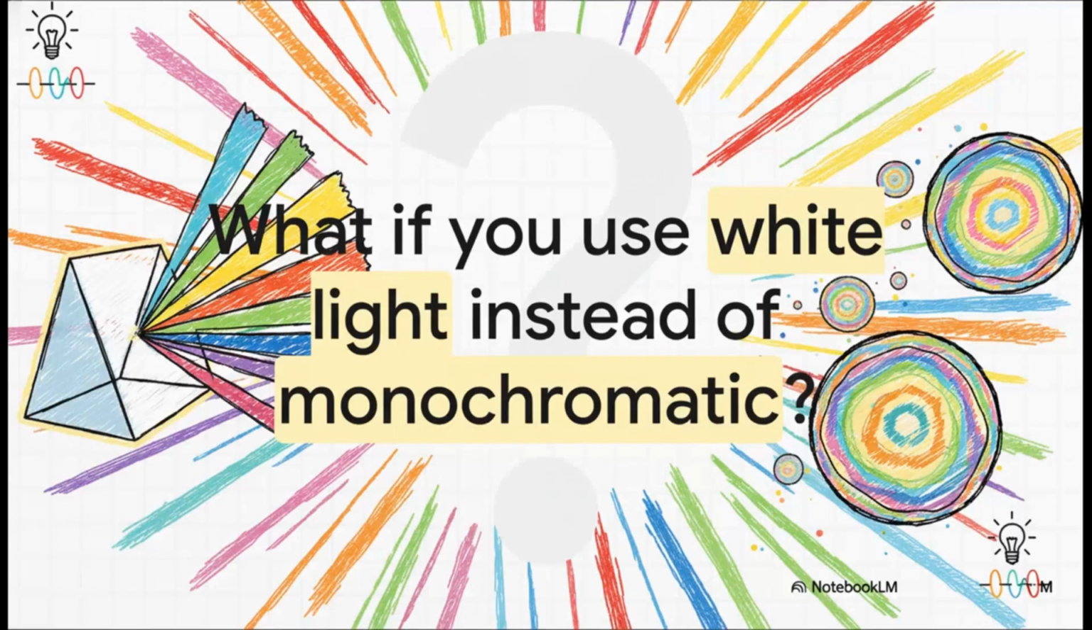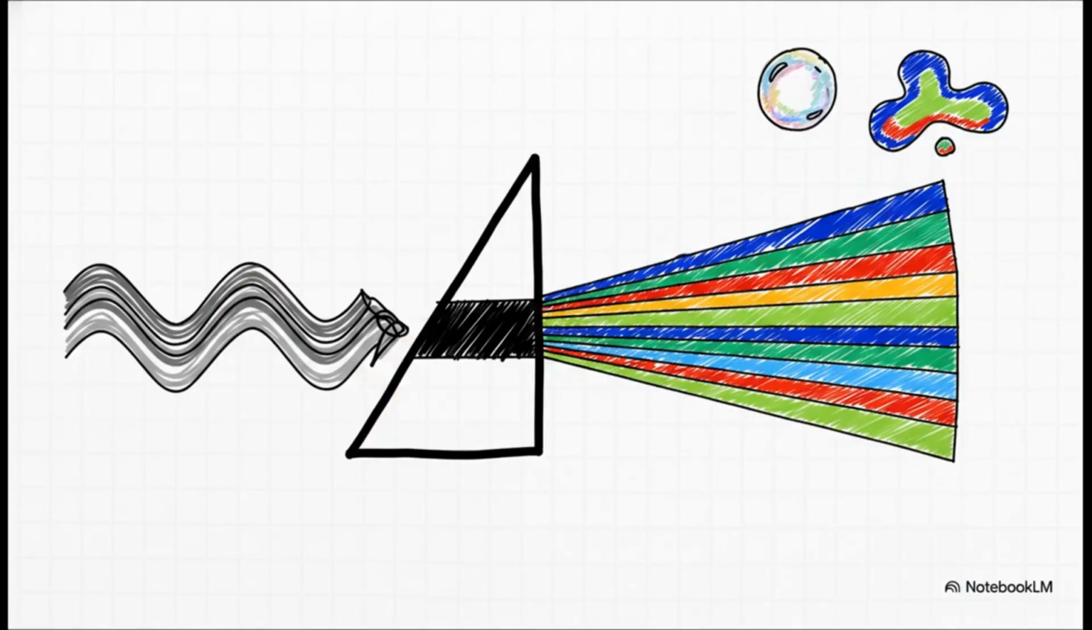Okay, everything we've talked about so far assumes we're using one pure color of light, like a red or green laser. But that leads to a really interesting question. What happens if you just use plain old white light, which, as we know, is actually a mix of all the colors? And here it is.